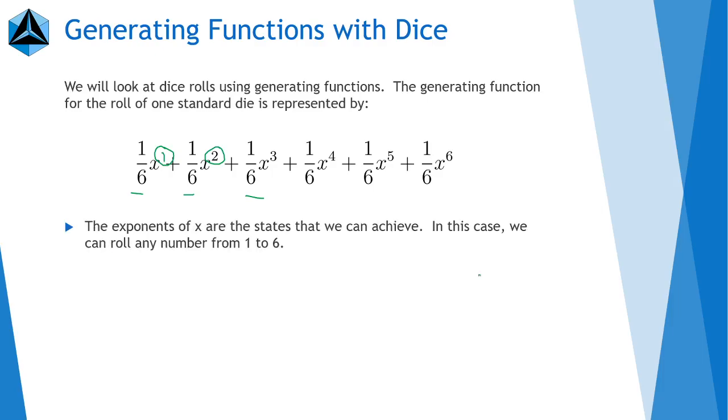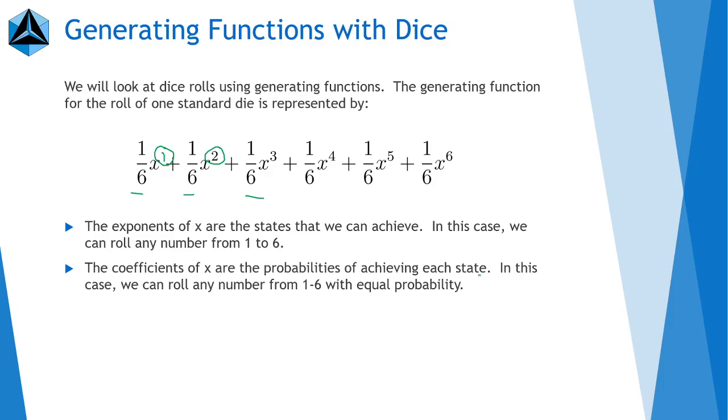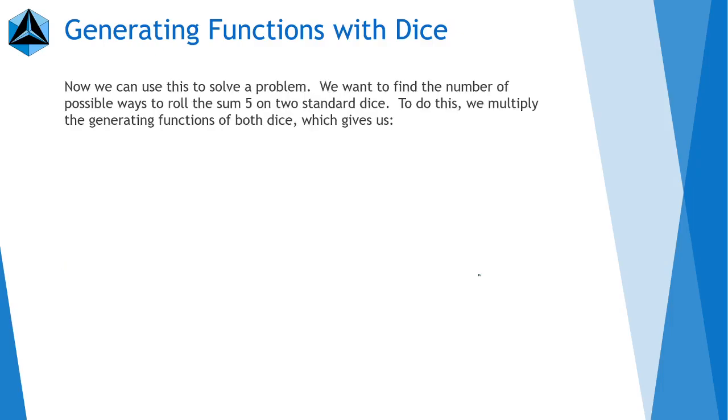So the exponents of x are the states that we can achieve, and the coefficients of x are the probabilities of achieving each state. In this case, the states are what number we roll, and the probability is the probability of rolling that number. So now we can use this to solve a problem.